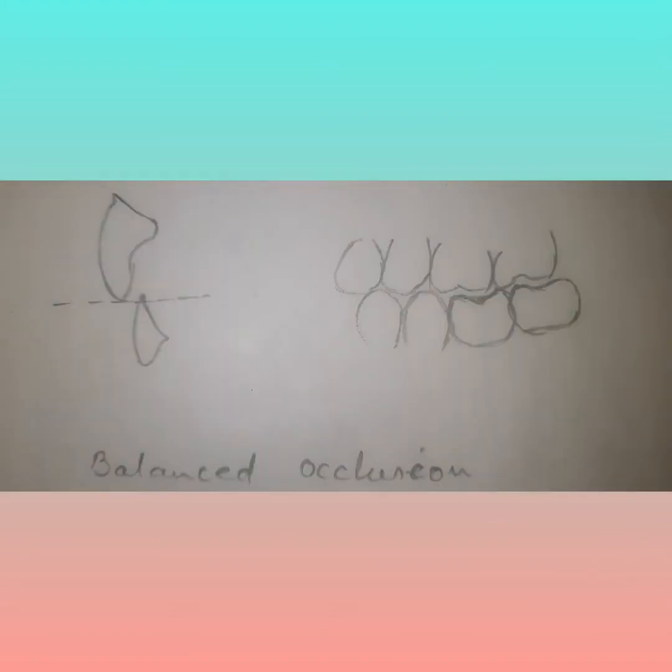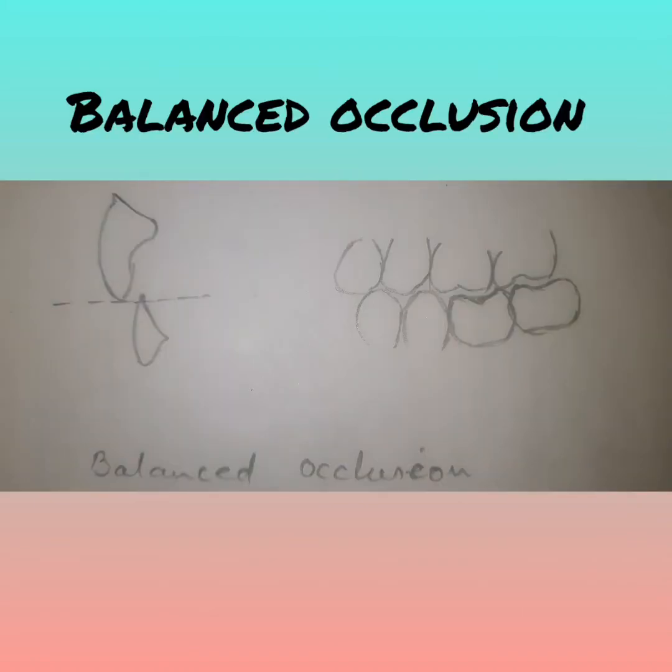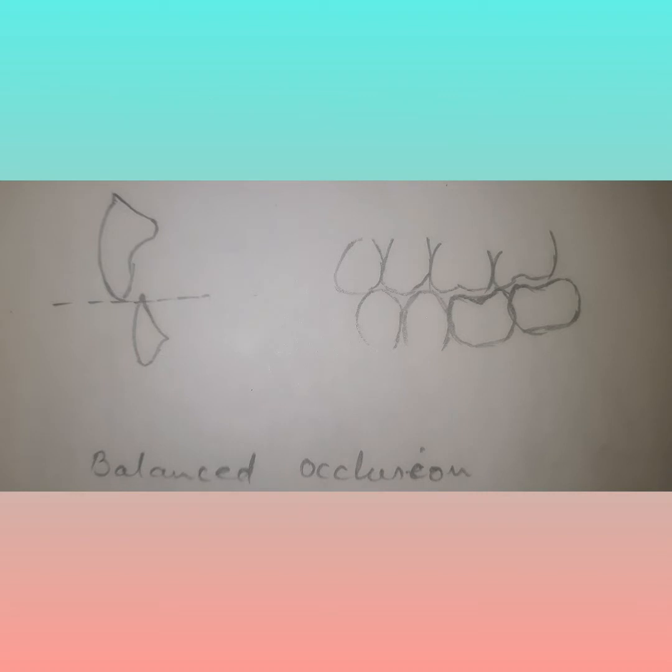So what is balanced occlusion? By definition, balanced occlusion is defined as the bilateral, simultaneous anterior and posterior occlusal contact of teeth in both eccentric and centric positions. Now, what are the goals of balanced occlusion? One is you have to have a maximal bilateral simultaneous contact on either side.